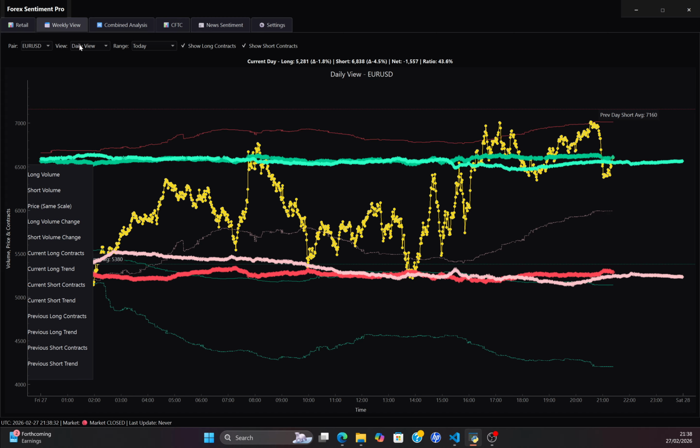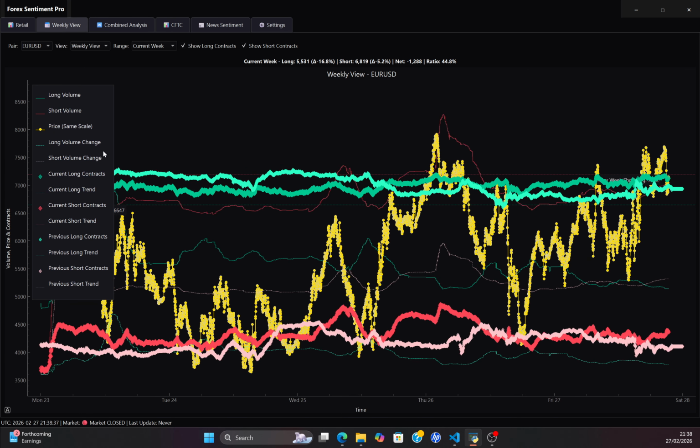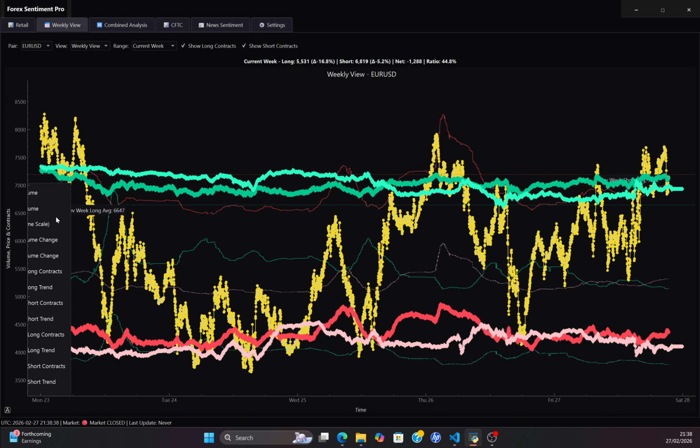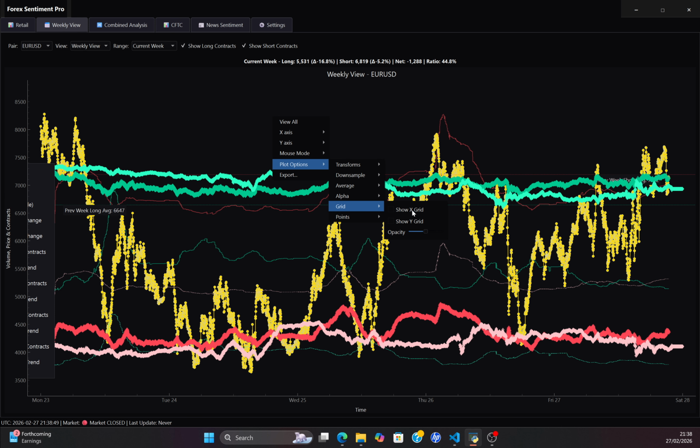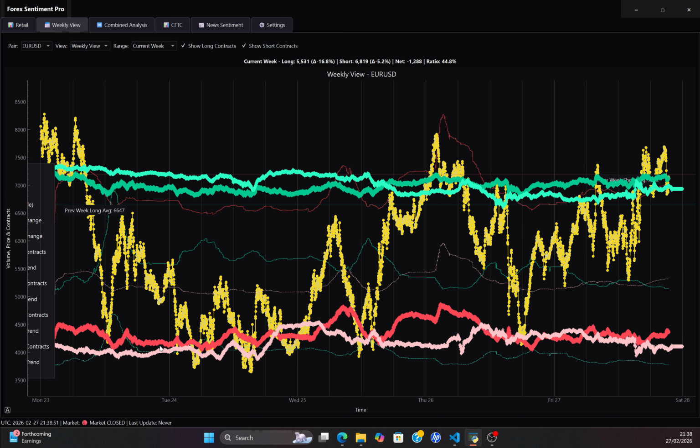Now this is 1 day view. If you select a weekly view, this gives you a whole week view for the last week, from 23rd of February to 27th of February. Monday, Tuesday, Wednesday, Thursday, and Friday.